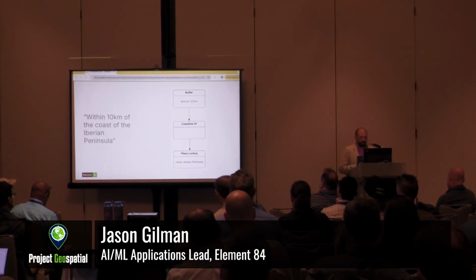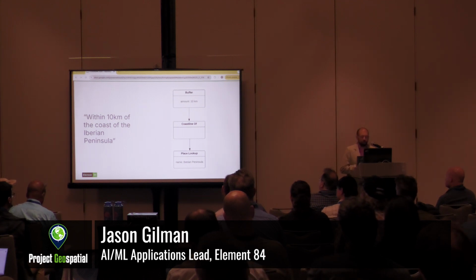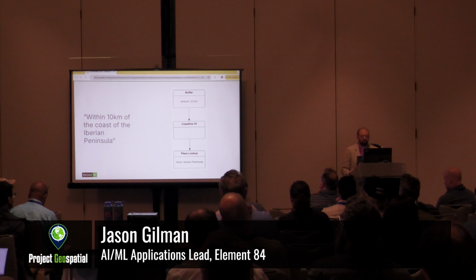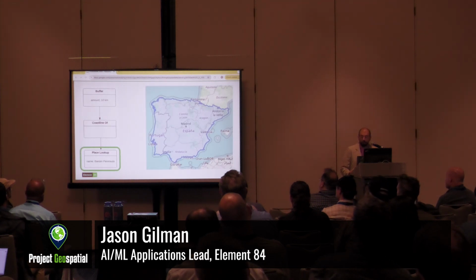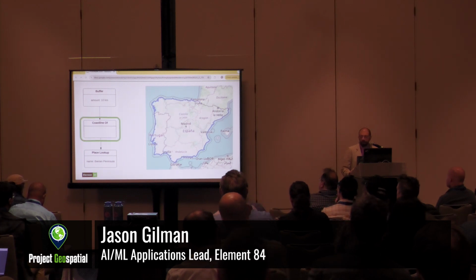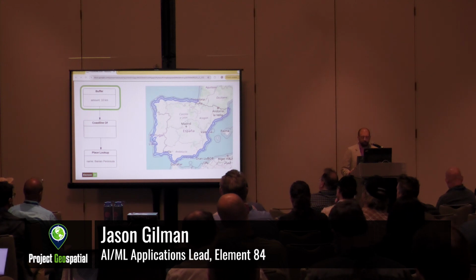And the way that we do it is we think of a spatial description as sort of pseudocode. When a user says within 10 kilometers of the coast of the Iberian Peninsula, they're sort of saying, I want you to do a place lookup and give me the coast of that and then add a buffer to it. And then we have a directed graph here, which is easier to process in a system. Going from the leaf here, we do a place lookup in OpenStreetMap to get a polygon, we then do a spatial operation to compute the coastline, and then add a buffer to it.